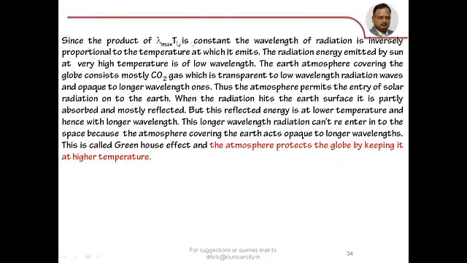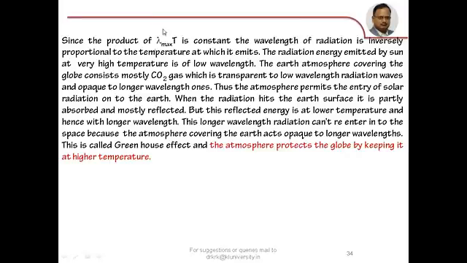Let us have a quick look at this paragraph. The product lambda maximum times T is constant. Therefore, when temperature is high, lambda will be low. The radiation energy coming from the sun is at high temperature, so it is of low wavelength. The carbon dioxide covering the earth is transparent to low wavelength waves and opaque to longer wavelength waves.